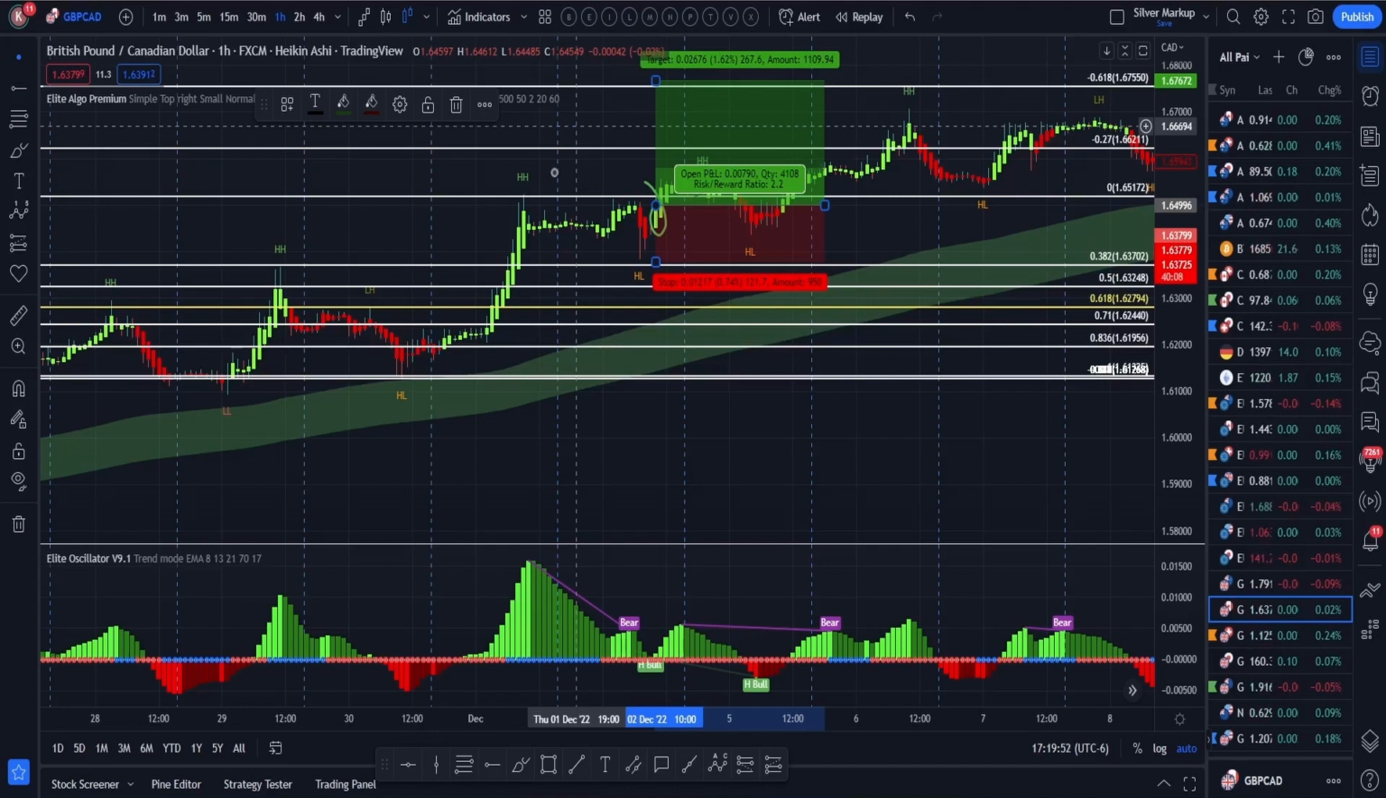So that's your trading strategy. If you have any sort of divergences within Elite Algo, then you can use that to add an extra confirmation to your trade, and you'll feel a lot more confident in trading it. But this is the Elite Algo Fibonacci strategy.